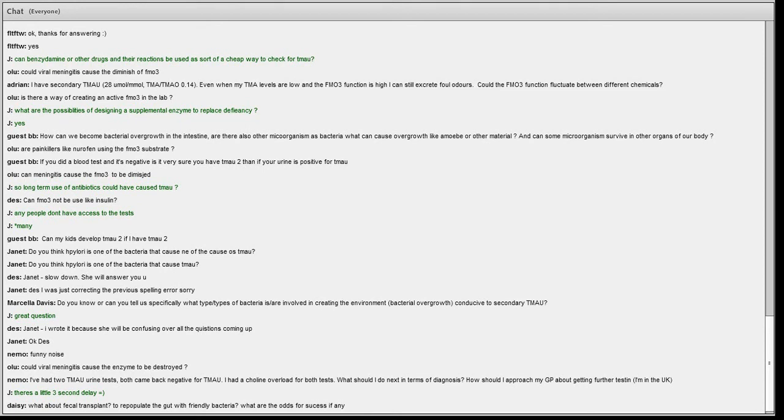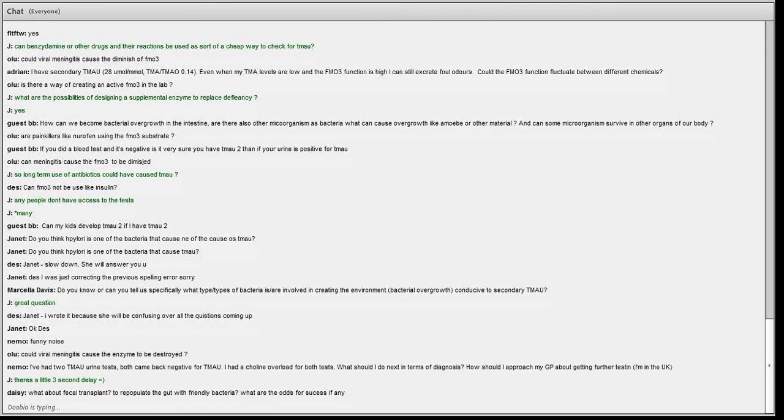Next is from Janet. Do you think Helicobacter pylori, H-P-Y-L-O-R-I, is involved? I don't think that it is. The particular bacteria that produce TMAU are a class of bacteria called methylotrophs, and they are able to utilize, through a very unusual reaction, the trimethylamine as a nutrient. I don't think that the species you've just mentioned has been implicated in TMAU. At least I haven't heard of it. I don't know if Ian has. No, he's shaking his head, no. But that doesn't mean it isn't. It just means we don't know that it is.